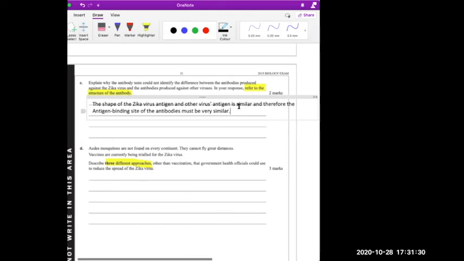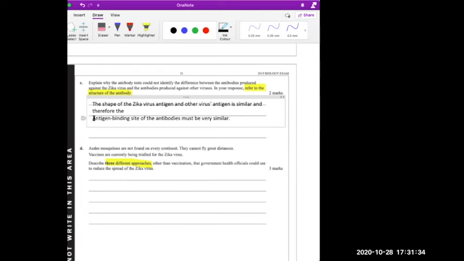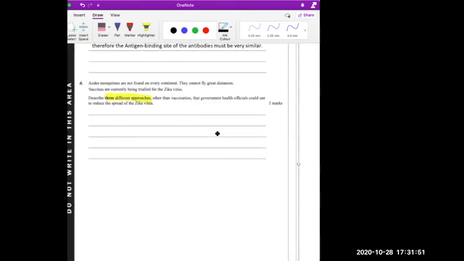Or something like that. That way I've just answered it in one sentence. You can break it up into two, and you can say the shape of the Zika virus antigen and the other virus antigen must be similar. And then you can say the virus will bind to the antigen binding site of the antibody. But either way, this is enough to answer the question and get the 2 marks.